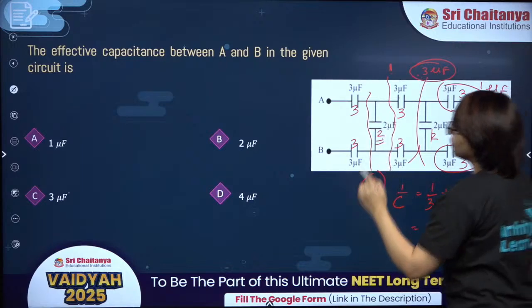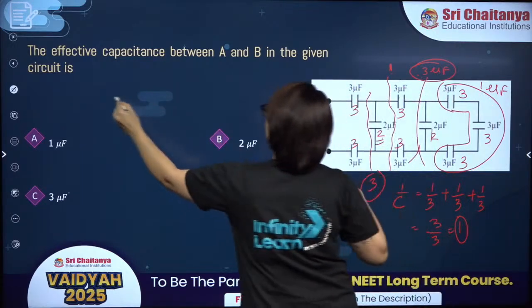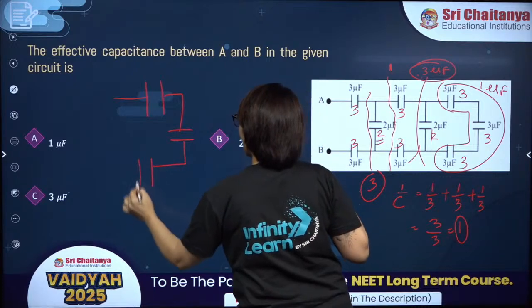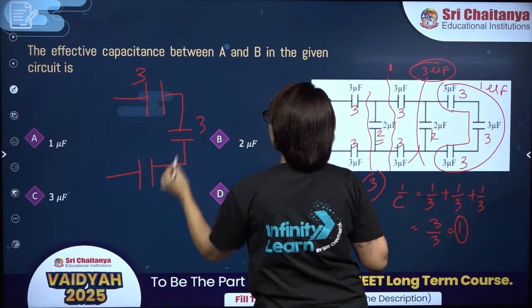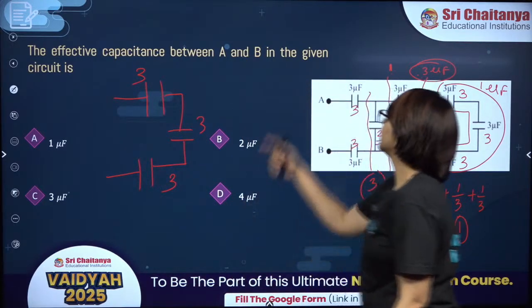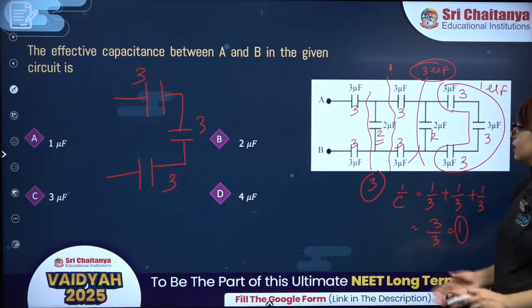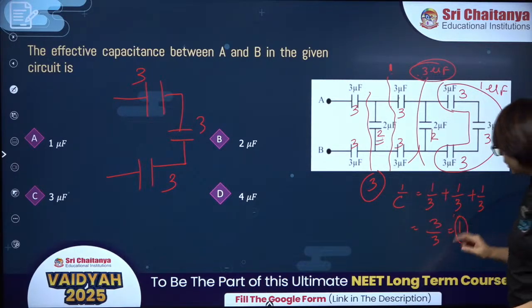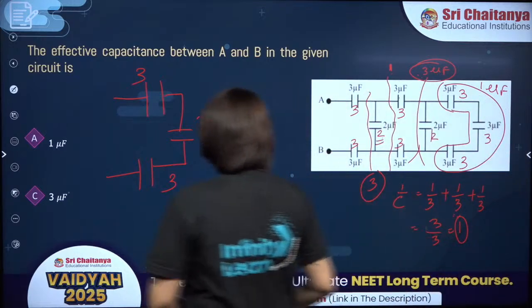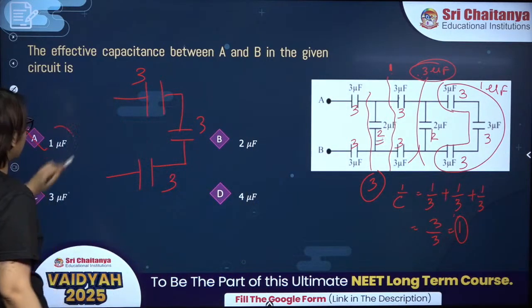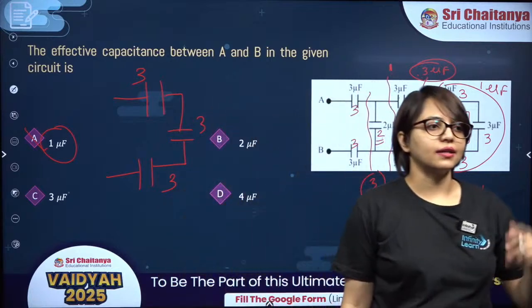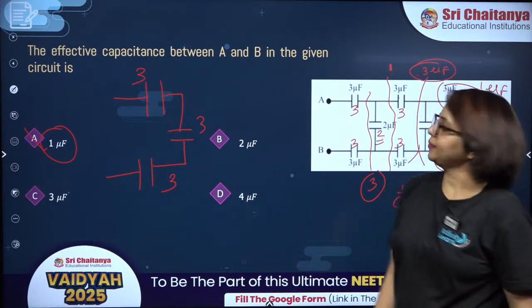So ultimately what do we have between A and B? We have 3, 3 and 3 between A and B in series like this. So series combination of 3, 3 and 3 is equal to 1. This is what we did over here. So the final answer will be 1 microfarad. Option A is the correct answer. Well done guys. Chaliye.